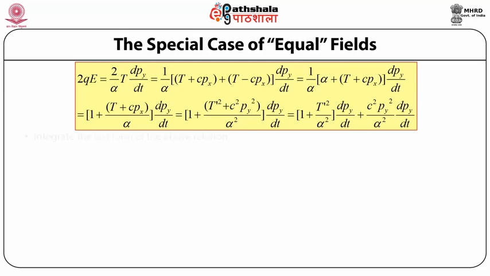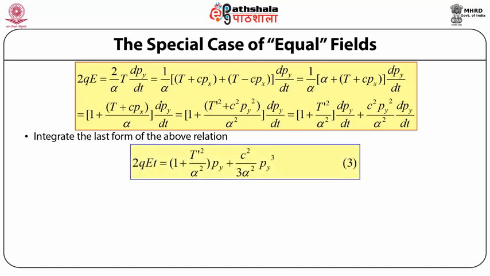by dt. So on integrating the last form of the above relation, we have 2qet equals 1 plus t dash square by alpha square whole into py plus c square divided by 3 alpha square py cube.